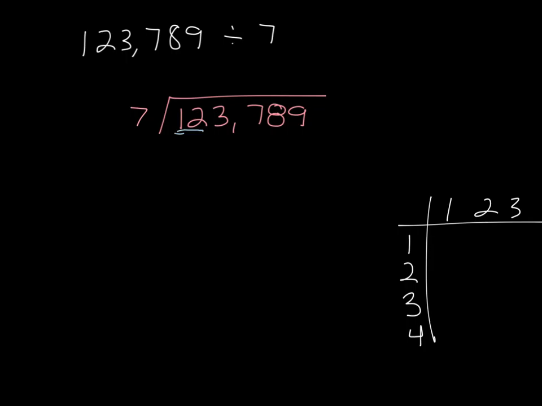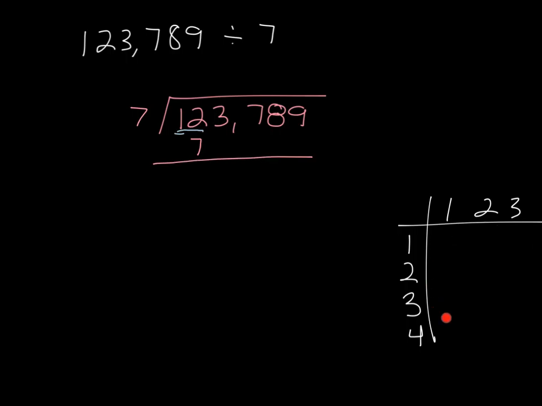As you will see, there is no number 12 in the 7 row. 12 is not equally divisible by 7. But our closest to without going over would be 7. So our bottom number we're going to write in is 7.